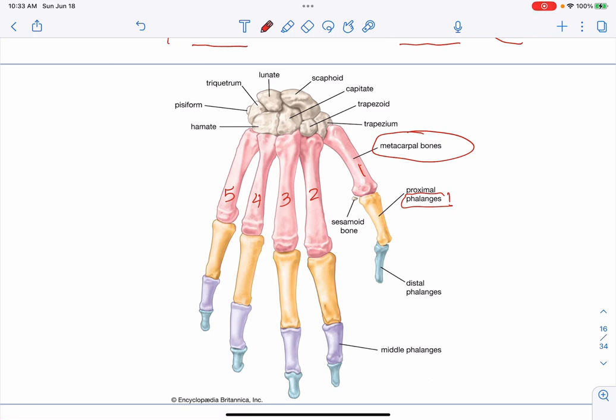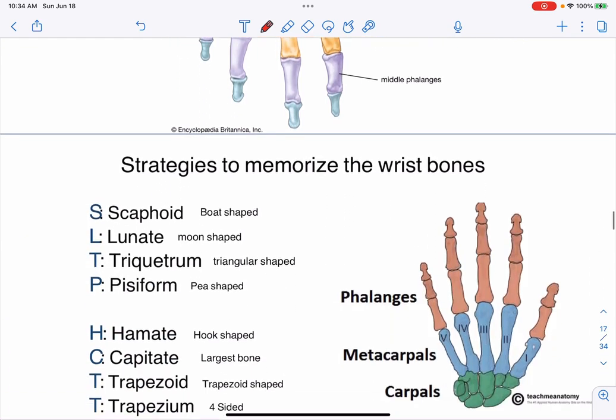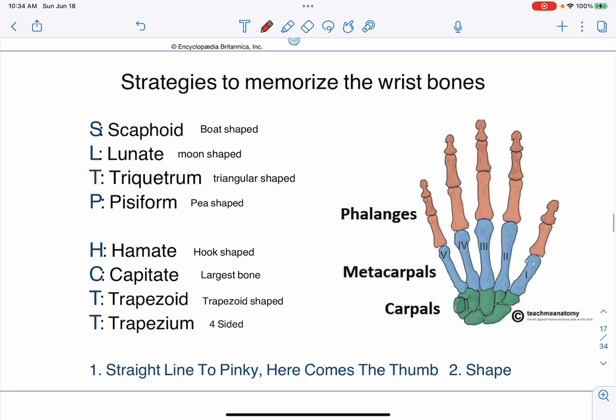So the names of the wrist bones came from the shape that the bone takes on. Again, these are very small marble-shaped bones in your wrist, and their name kind of describes the shape that the bone is in. So we have trapezium, trapezoid, capitate, scaphoid, lunate, triquetrum, pisiform, and hamate. So let me take you back to my mnemonic now and show you how this mnemonic works.